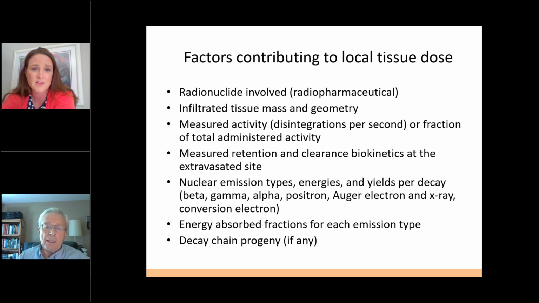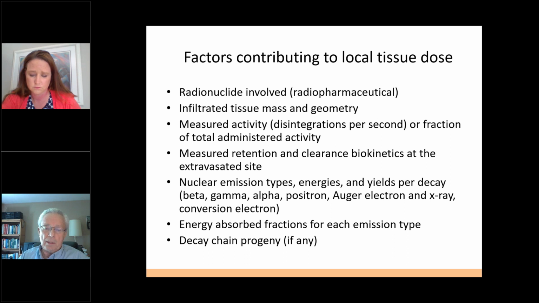Okay. Thank you, that's really important. You bet. It's really important to measure the retention and clearance biokinetics at the site because they vary for different radiopharmaceuticals. And in consideration of the radionuclide, every different radionuclide used in medicine has its unique emission types, and those energy factors are very different from one to another. We also have to consider the fraction of energy absorbed for each emission type locally at the site to calculate dose, and take into account any decaying chain progeny.